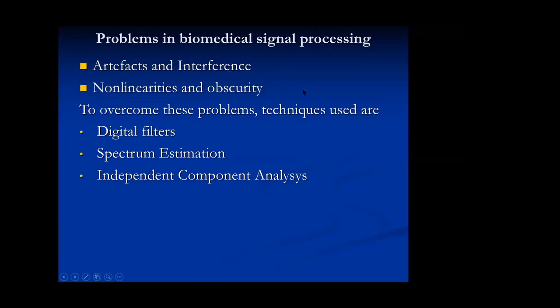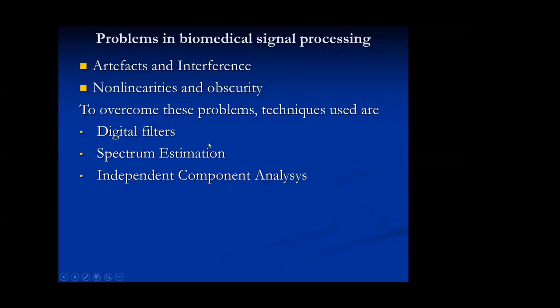And then there are artifacts or interference, like power line, which we will call interference rather than artifact. There are several artifacts, like motion artifacts. Whenever there is body movement, the original signal will be disturbed, and there are also non-linearities in the devices that we are going to use. So these are the problems in biomedical signal processing.